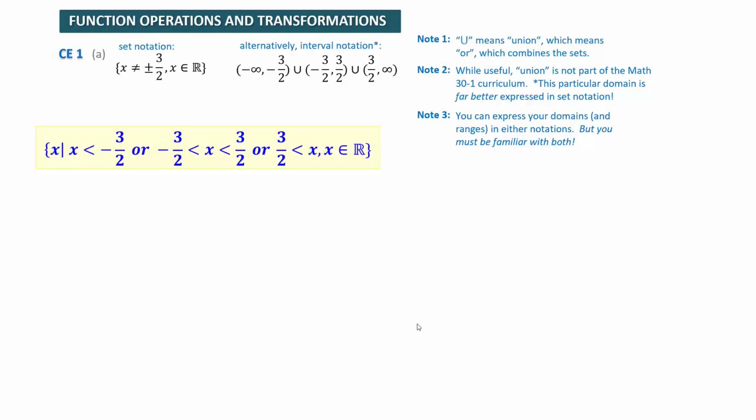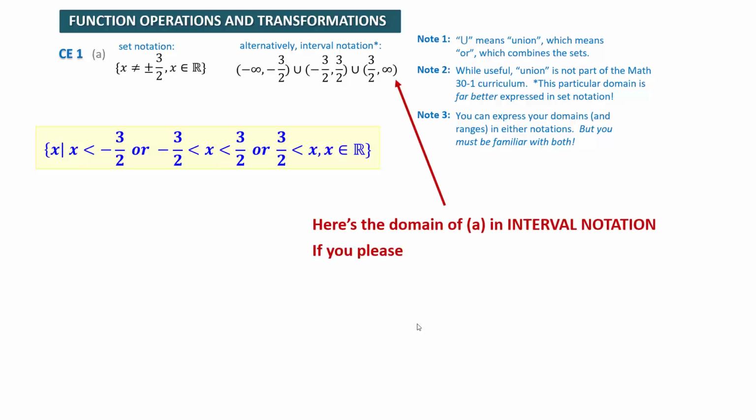Notice the use of u, which is union. That really just means the word or. Now, in 30-1, union is not part of the curriculum, so we would not have to use this notation. We would just use set notation with x not equal to plus or minus 3 halves. But this was an opportunity to explain to you that it's not that we can't represent this in interval notation, it's just that it is beyond the scope of this course.